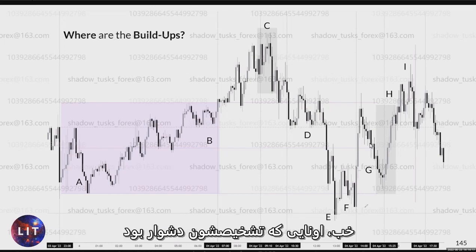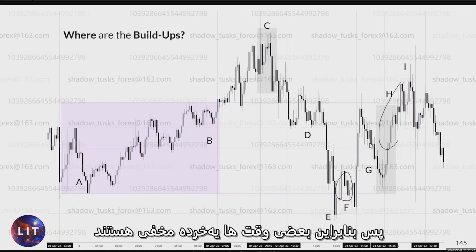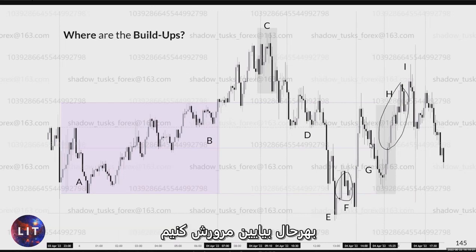Right? Okay, so the tricky ones would have been here and in here. So sometimes they are a little bit hidden, okay, but let's reveal it.